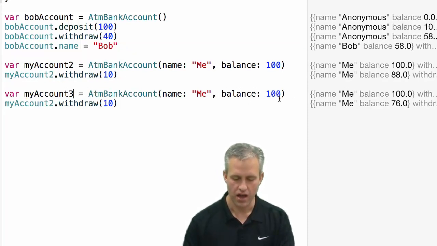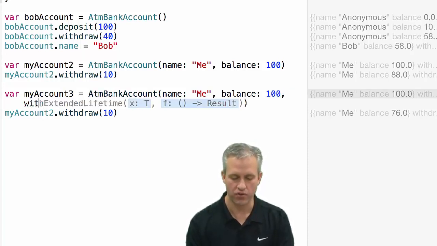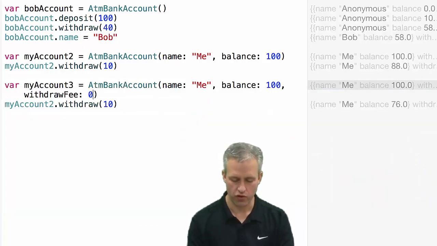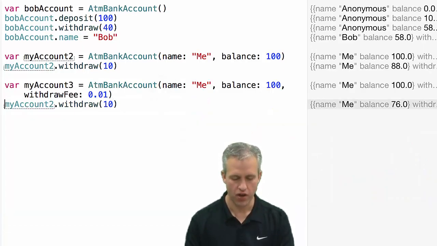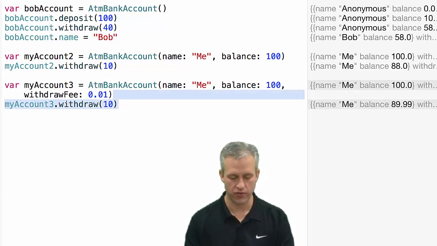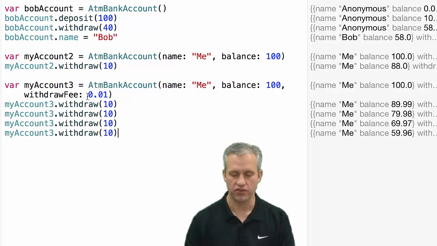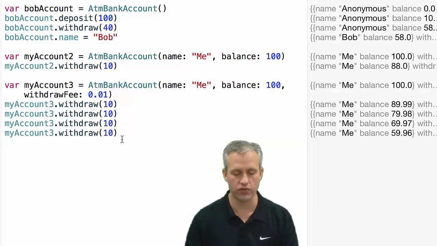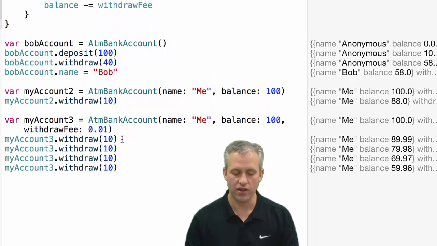If I wanted to, I could also create one using the other constructor, so my account 3. And what I'm going to do is pass in a name, a balance, and then I'm also going to pass in a withdrawal fee. And what the heck, I'll make the withdrawal fee on this person very cheap. He'll have a 1 cent withdrawal fee, and then as I withdraw things from his account, you can see that he'll lose a very small amount for his ATM withdrawals. So that's kind of the idea of the subclass.